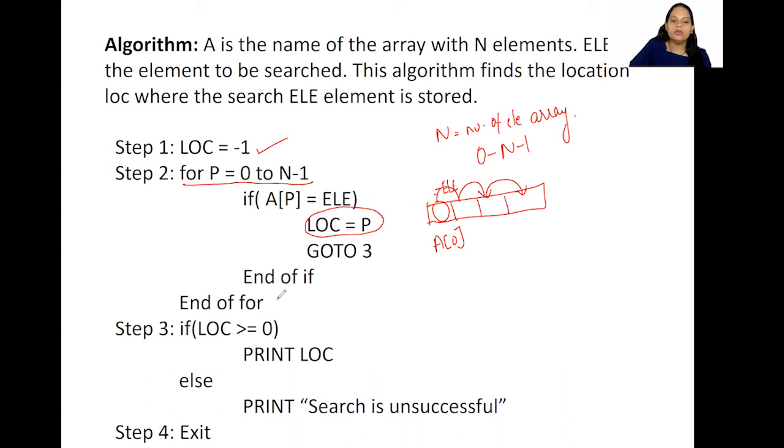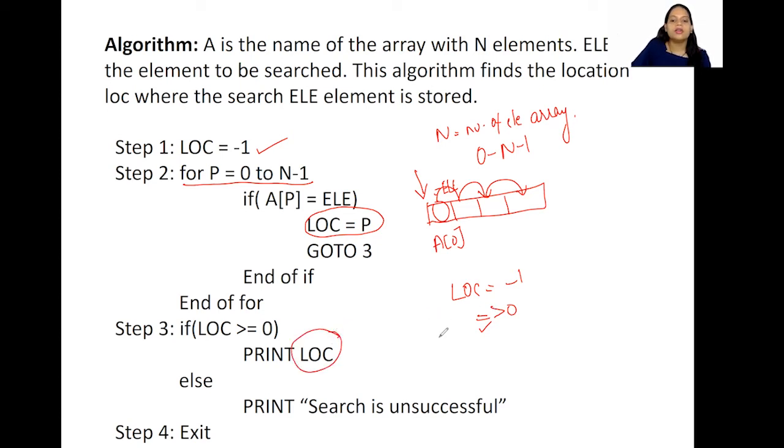Once our for loop ends, see here, I'm checking if the location is greater than or equal to 0. I already told you the location was initially -1. If it is greater than or equal to 0, this is very important, even if it is equal to 0, it means the element is found in the very first data item. So if the location is equal to or greater than 0, it means we have found the element at the location LOC, right?